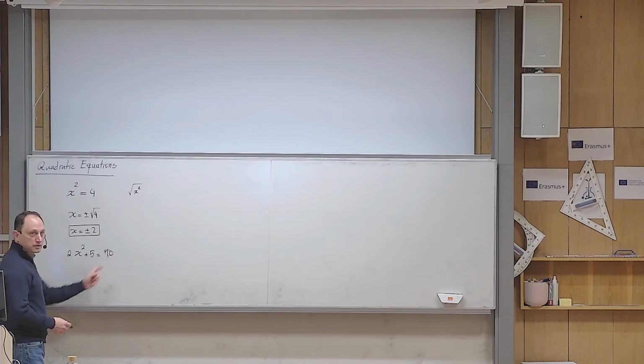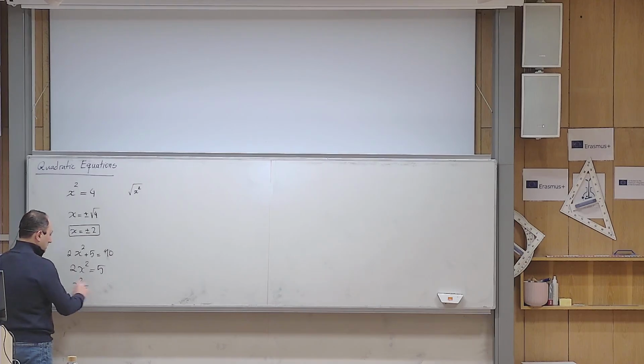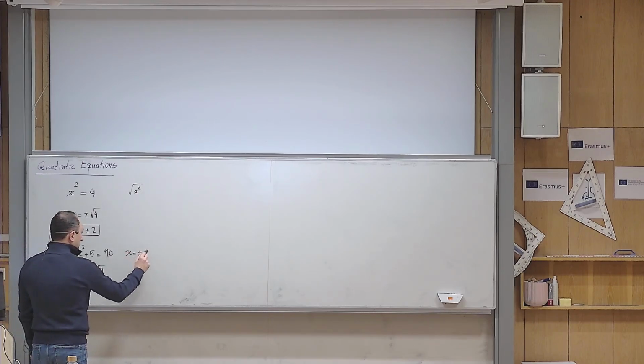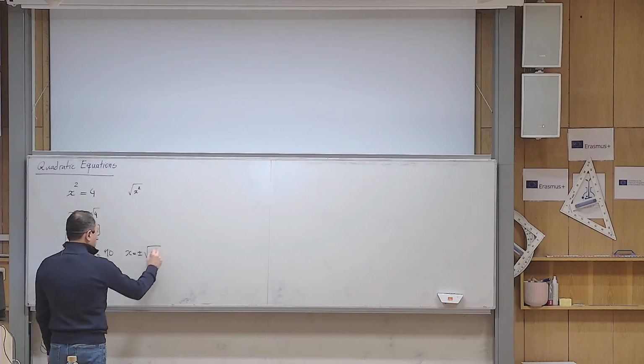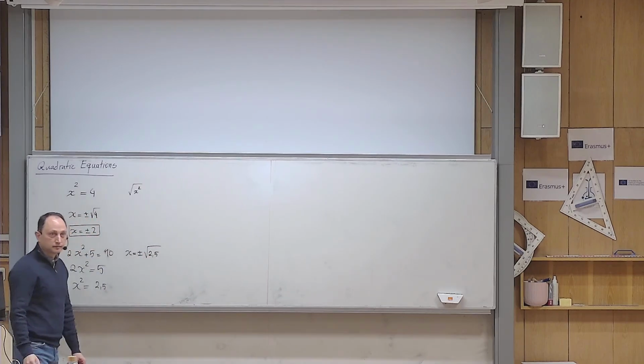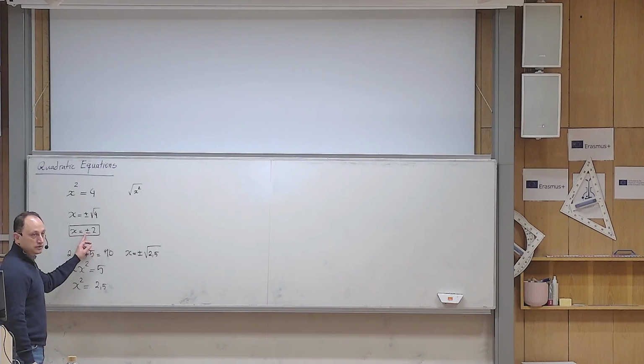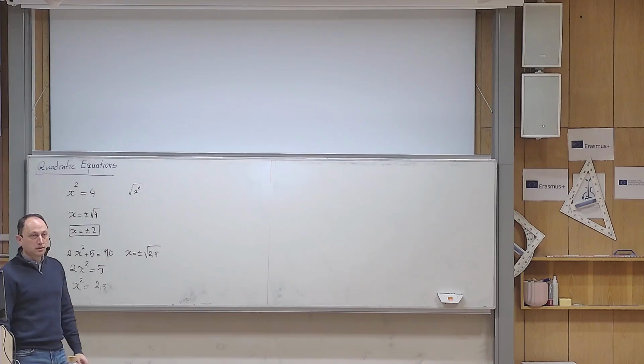I move 5 to the other side. It becomes 5. Why? 10 minus 5 is 5. And then I divide by 2. It becomes 2.5, for example. And then I am looking for x. What x is? Plus or minus square root of 2.5. Okay, so how many answers did I get here? 2. How many answers did I get here? 2. Can you give me a quadratic equation that has exactly one answer?